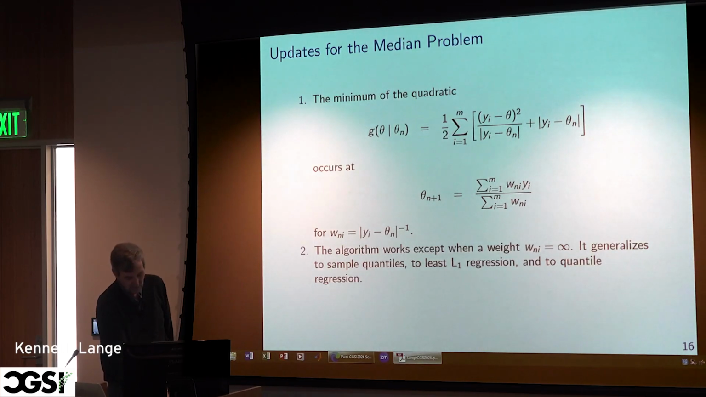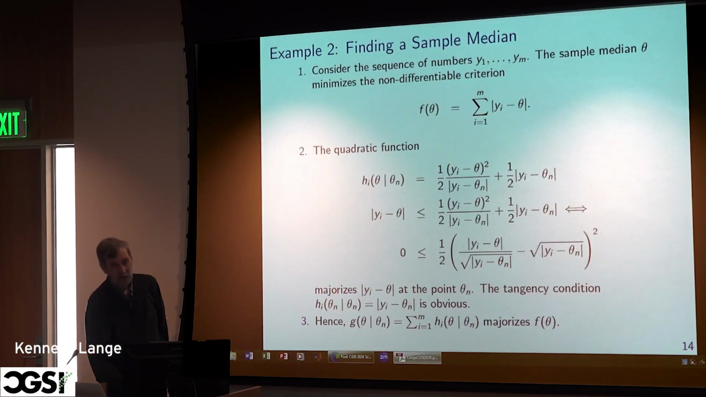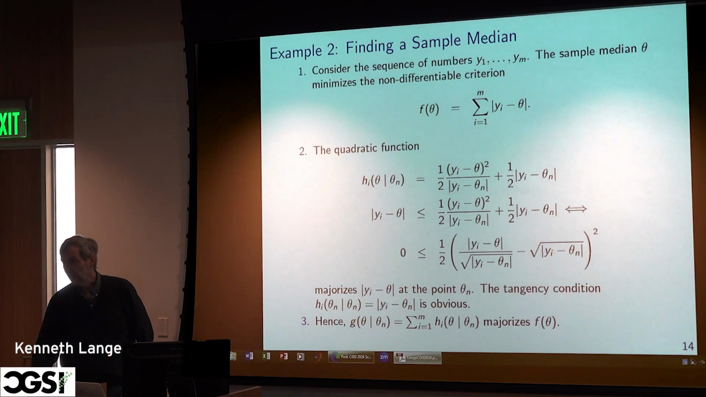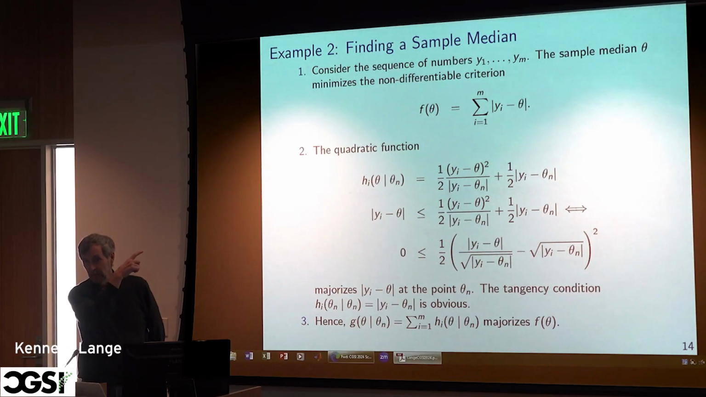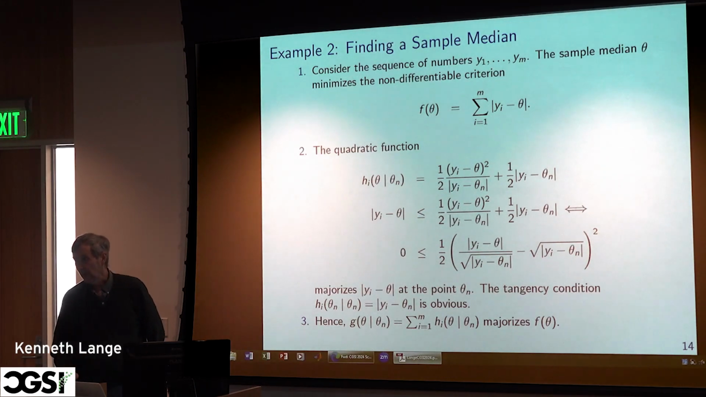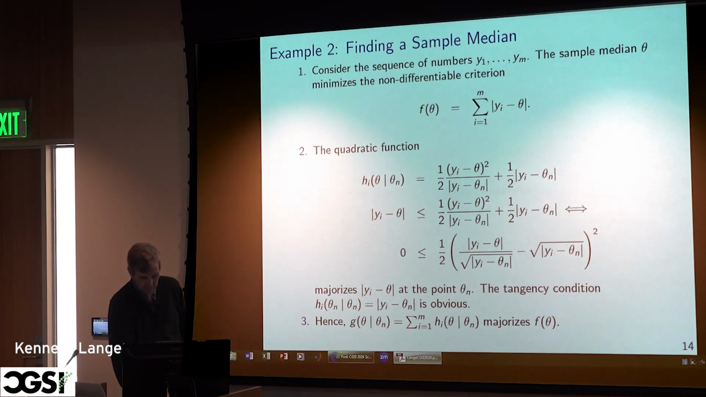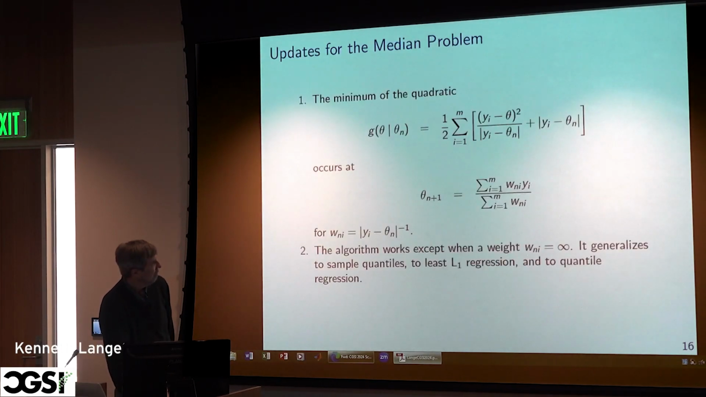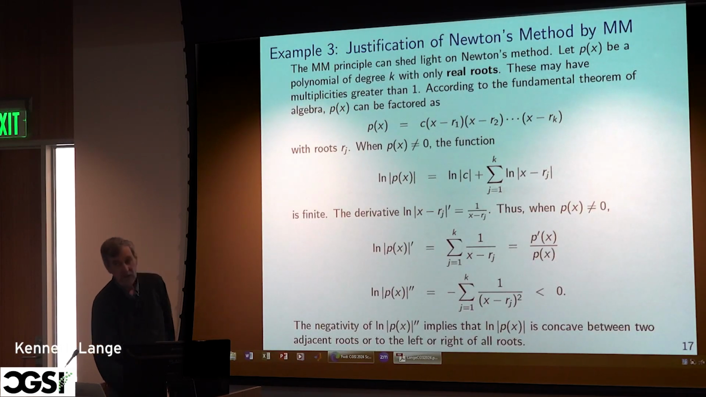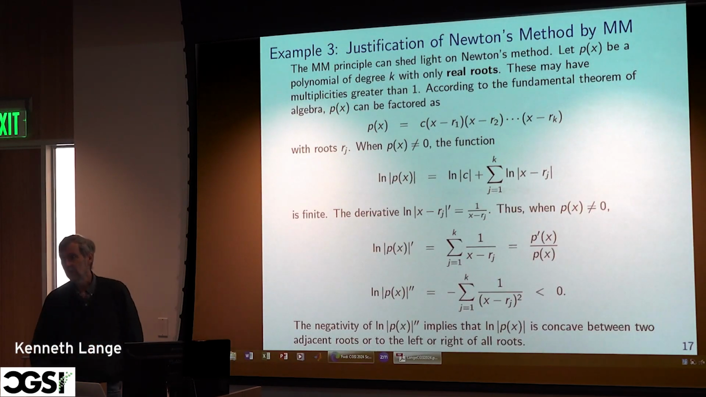By the way, this also works for finding quantiles as well, but you have to change the loss function. But you can view those problems as optimization problems. Any questions about those examples?